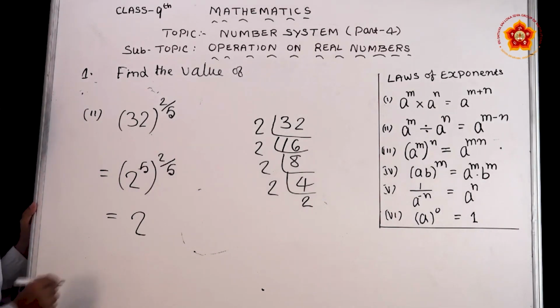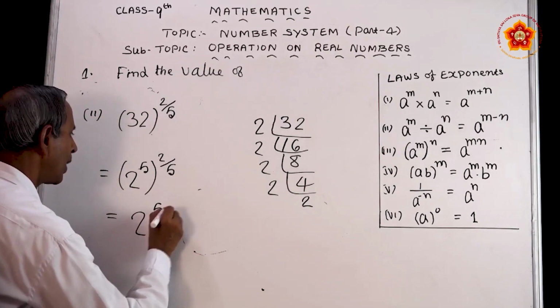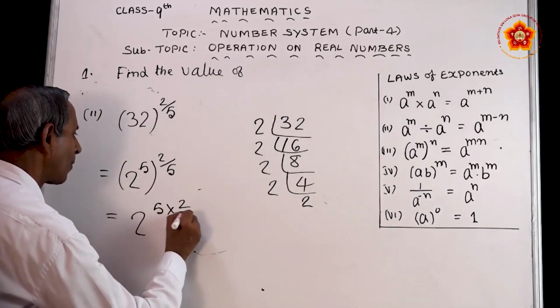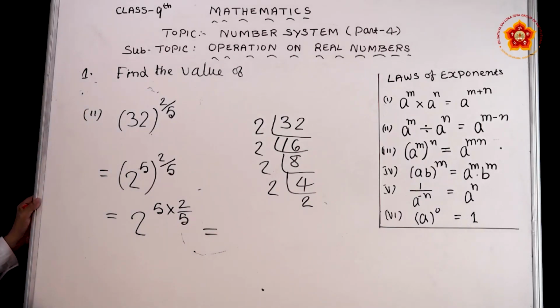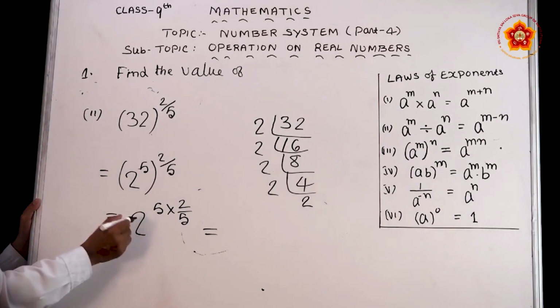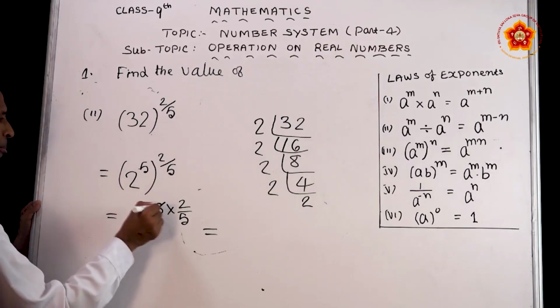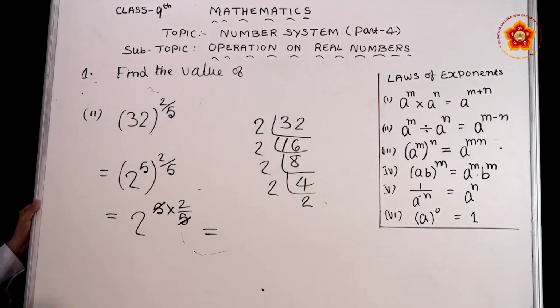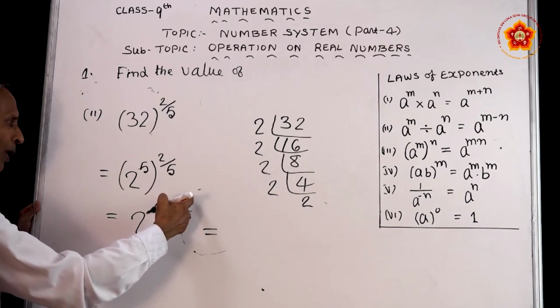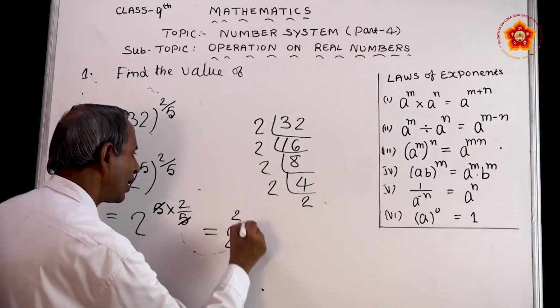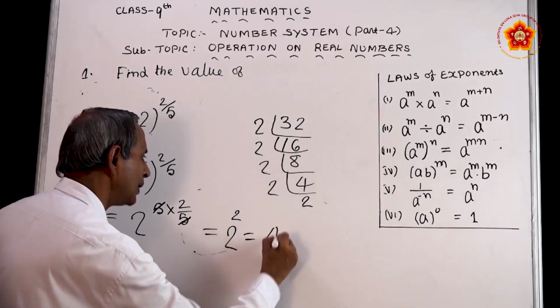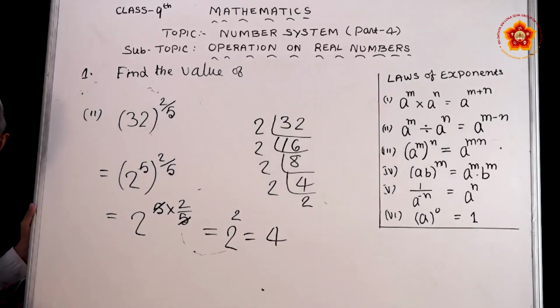Now, the answer becomes 5 multiplied by 2 upon 5. Here also, cut off 5 on both sides. One is in the numerator, one is in the denominator, cut them off. Now, what is remaining? The power 2 is remaining, write it as 2 square. The final answer becomes 2 into 2, that is the solution for this problem.